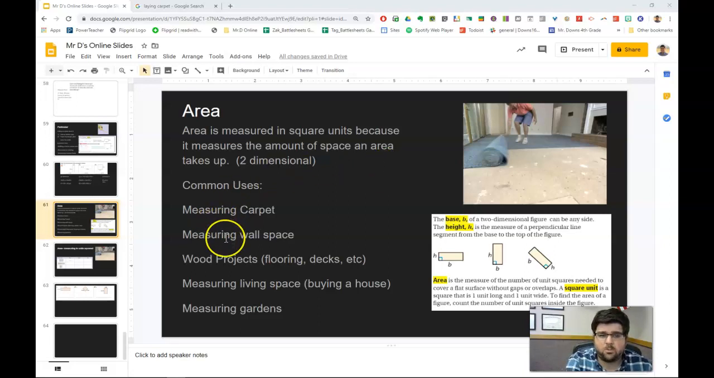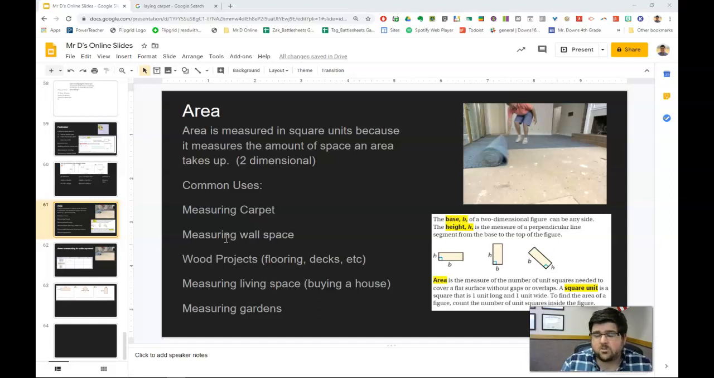So measuring carpet would be one. Measuring wall space. So if you've done any sheetrocking in your house, where you lay up sheetrock over the studs and then paint over it, that's going to take area, because sheetrock comes in certain size sheets. I think it's 4x8, and so if you're going to sheetrock a whole wall, you've got to measure out the sheetrock and cut it exactly so that you're not buying too much sheetrock, but not too little, but just right. And same thing with painting.